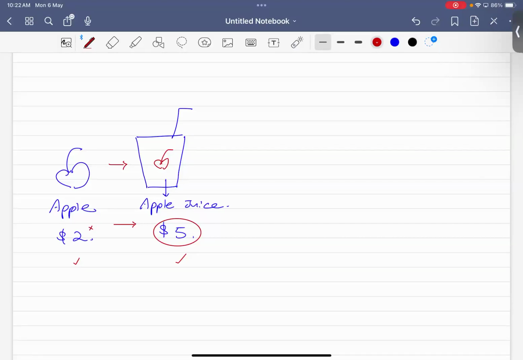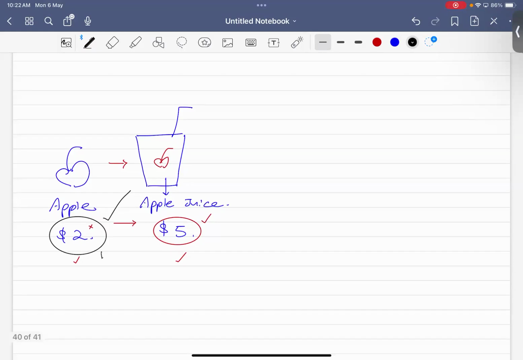So therefore, we should only take the final value of the goods and services, or we take the added value. How? Let's say I choose to take the apple, 2 ringgit. Then the apple is being used to produce apple juice. From 2 ringgit to 5 ringgit, in between, how much is the added value? It is 3. So I take the added value here. So 2 plus 3 equals 5. Then there will not be any double counting.